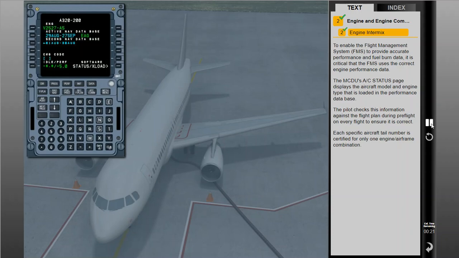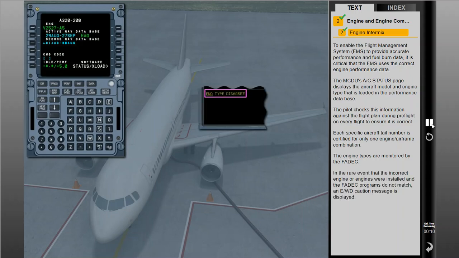Each specific aircraft tail number is certified for only one engine airframe combination. The engine types are monitored by the FADEC. In the rare event that the incorrect engine or engines were installed and the FADEC programs do not match, an engine warning display caution message is displayed.